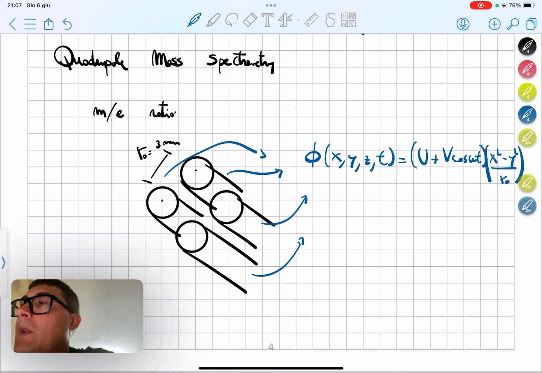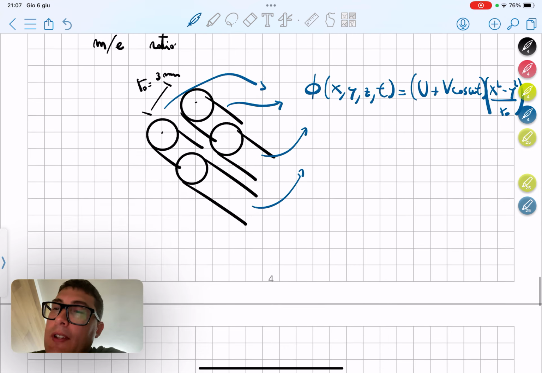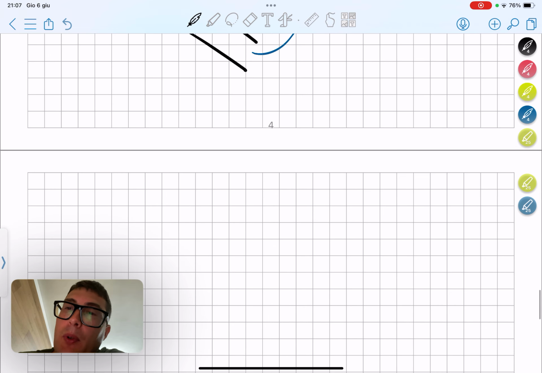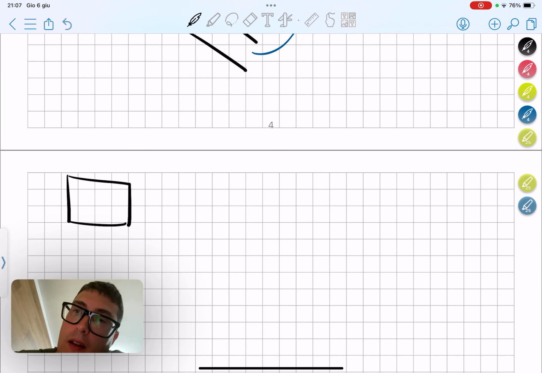Okay, so this sketch shows the working principle. So we have our vacuum.